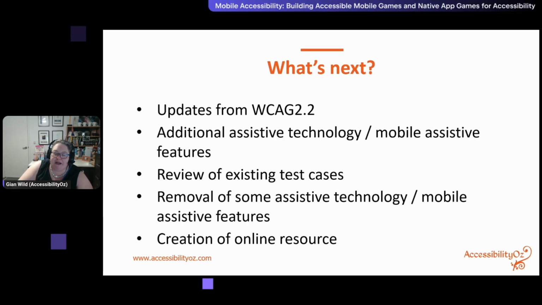We need to review existing test cases. Some of the traps that I mentioned are starting to occur on mobile sites when they only ever occurred on native apps, etc.